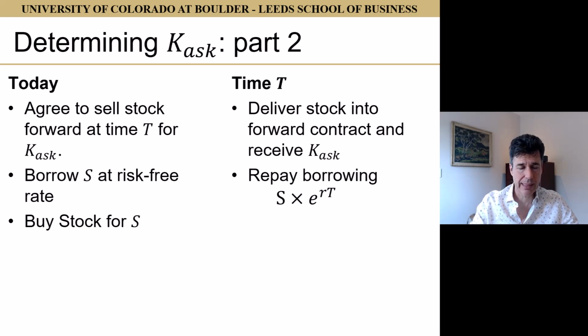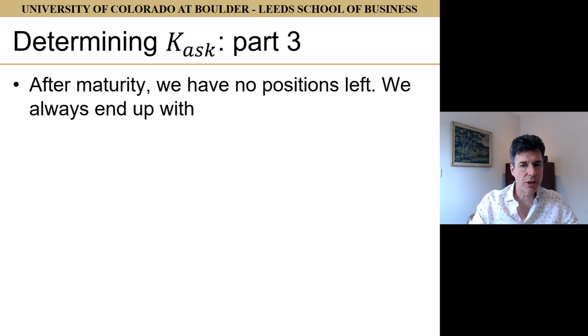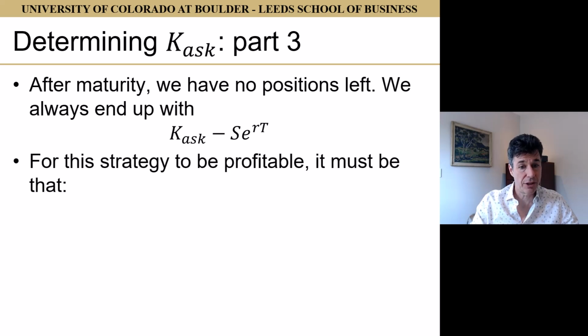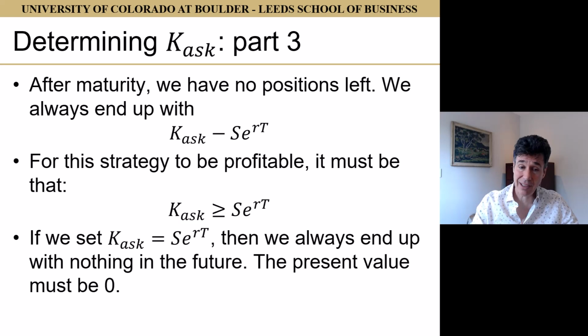And we're done. After maturity, we have no positions left, and we always end up with K ask, the money we're paid on the forward contract, minus S e to the RT. For this to be a profitable strategy, it must be that K ask is bigger than or equal to S e to the RT. If we set K ask equal to S e to the RT, we always end up with nothing in the future. The present value must be 0.